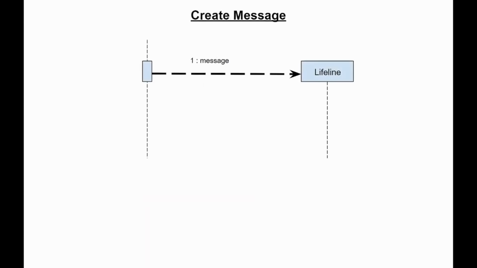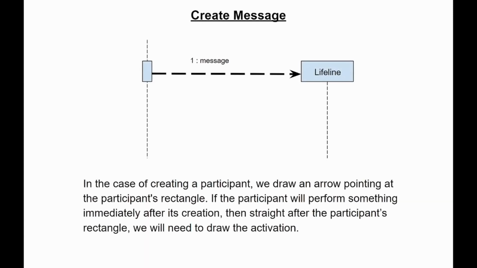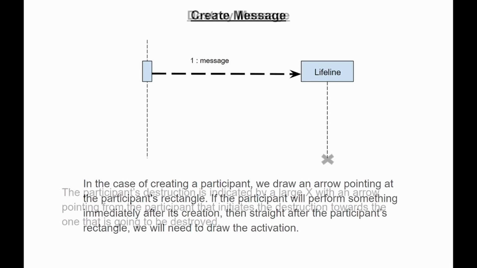Create message. In the case of creating a participant, we draw an arrow pointing at the participant's rectangle. If the participant will perform something immediately after its creation, then straight after the participant's rectangle, we will need to draw the activation.